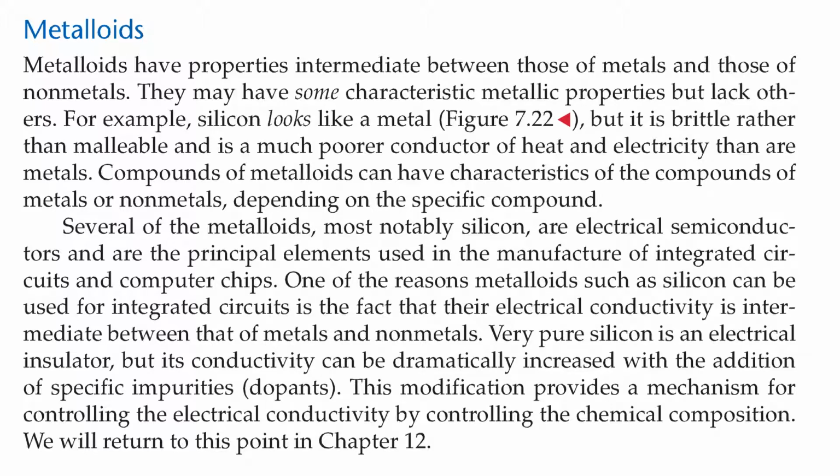Several of the metalloids, most notably silicon, are electrical semiconductors and are principal elements used in the manufacture of integrated circuits and computer chips. One of the reasons metalloids such as silicon can be used for integrated circuits is the fact that their electrical conductivity is intermediate between that of the metals and nonmetals. Very pure silicon is an electrical insulator, but its conductivity can be dramatically increased with the addition of specific impurities, dopants. This modification provides a mechanism for controlling the electrical conductivity by controlling its chemical composition. We'll return to this point in Chapter 12.